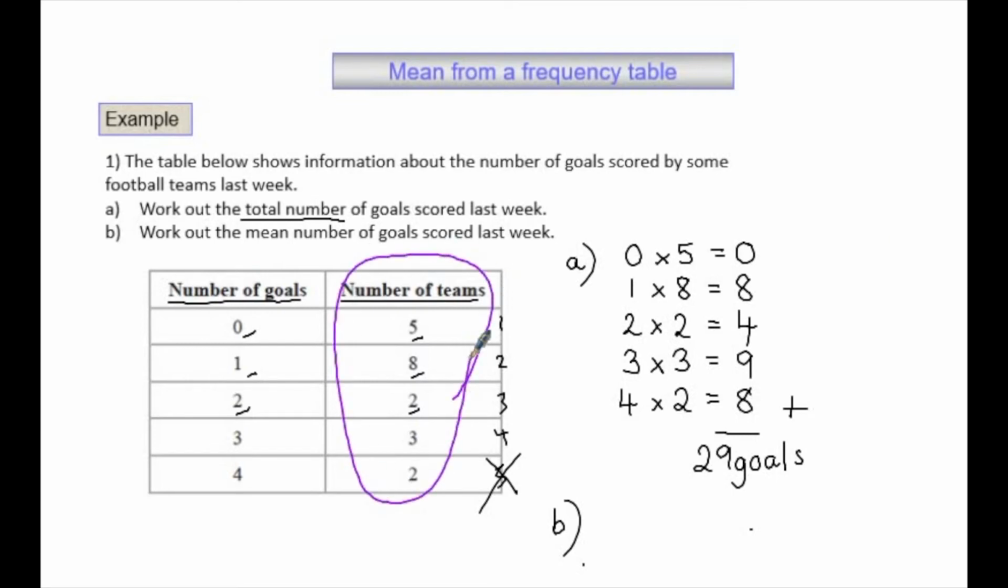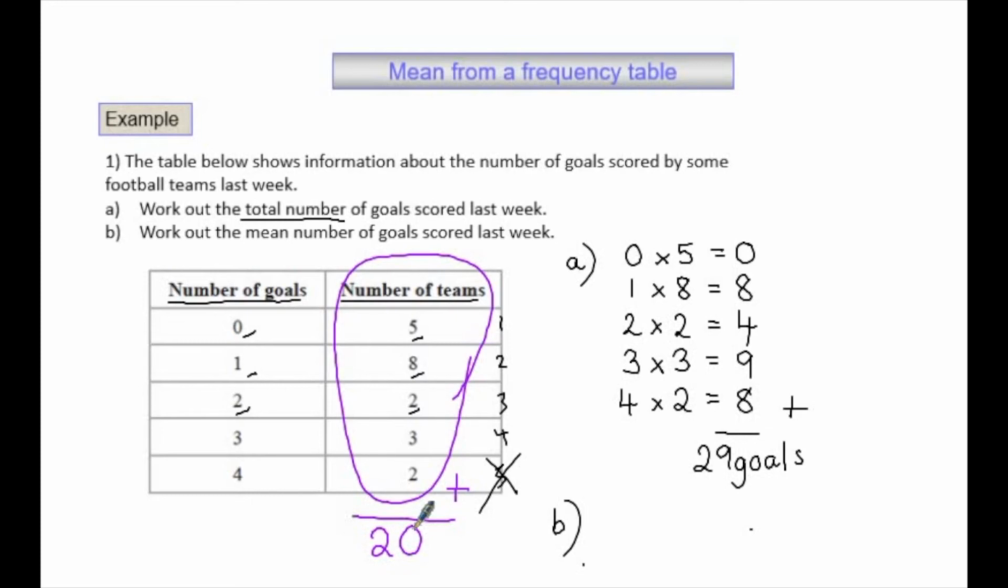This can sometimes be called a frequency column. So you want to find the total frequency to find out how many pieces of data there originally were. So you want to add up this number of teams column to find out how many pieces of data there were. So 5, add 8, add 2, add 3, add 2, and that gives us 20.